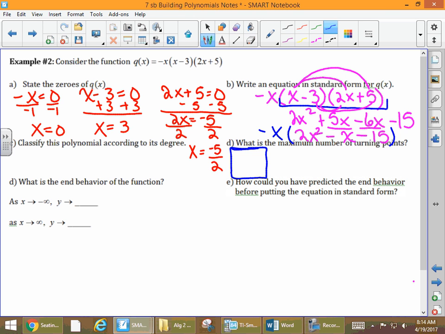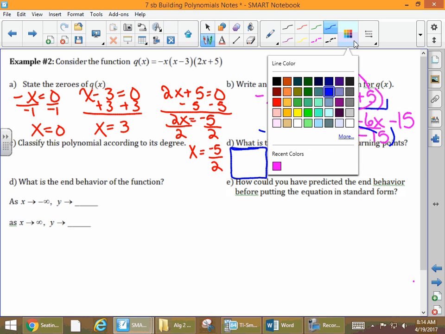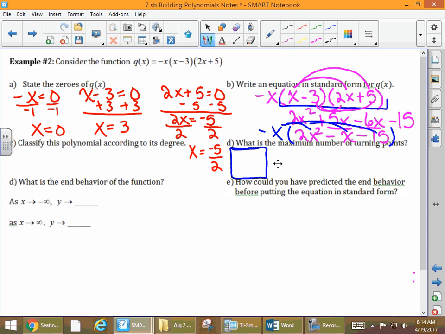So now we're going to take negative x and distribute it over all three of those. And we end up with negative 2x cubed. Negative x times negative x, negative times negative is positive. And negative x times negative 15 is positive 15x. And there's our standard form.